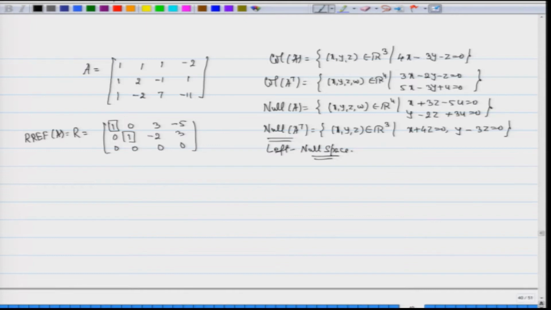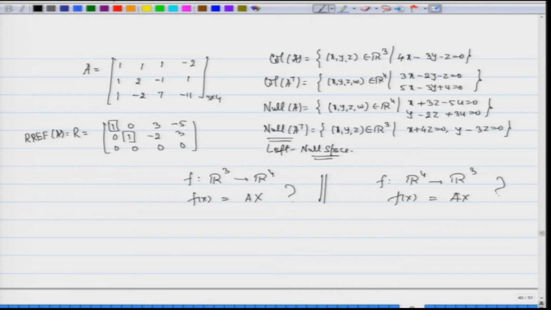Look at R4. What are the subsets of R4 from here? So to understand what they are, again this matrix is of 3 cross 4. So I've got f from R3 to R4. I am defining f of x is equal to Ax. Does it make sense? Or is this the function f from R4 to R3, saying f of x is equal to Ax? Which one is the right one? How do I find out?